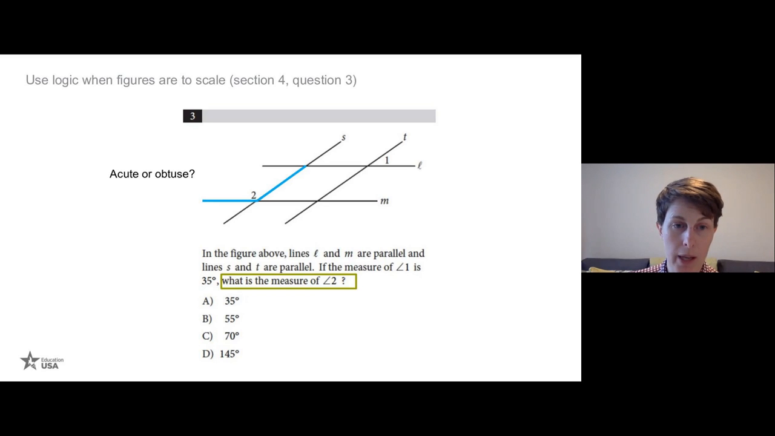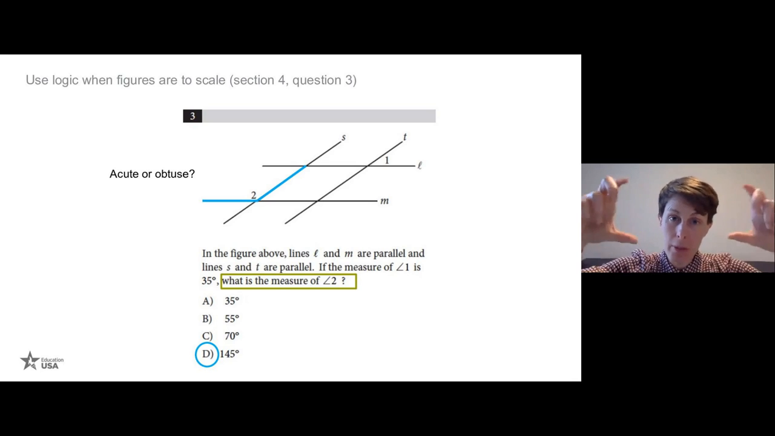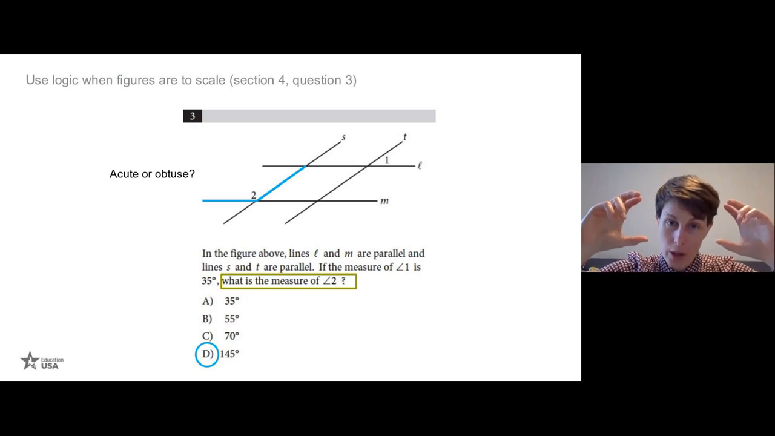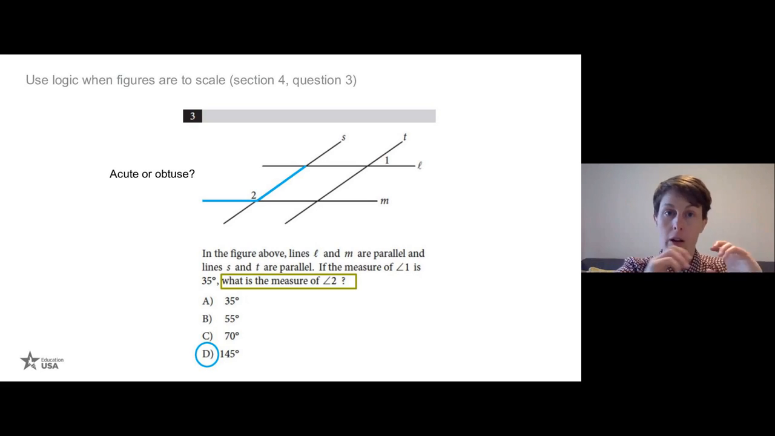What are we looking at here? How many can we cross off? Yeah, A, B, and C. A, B, and C are all acute angles, and D is the only answer choice that could possibly be right. So sometimes when using logic, you can get to an answer very, very quickly, and you can trust it because the question told you the parameters at the beginning: figures are to scale.